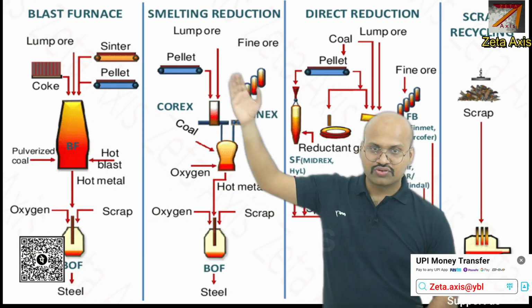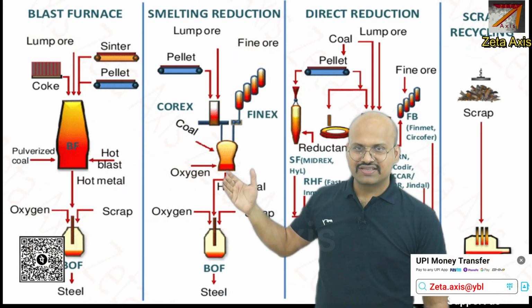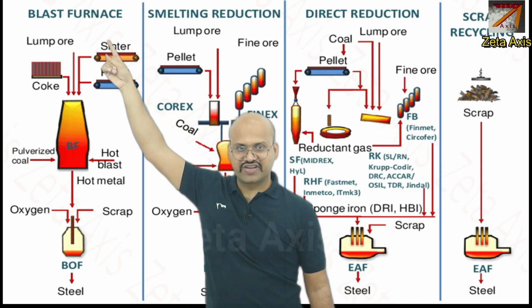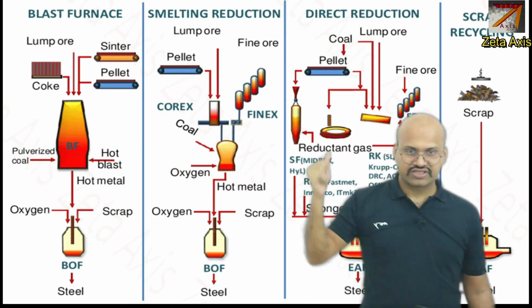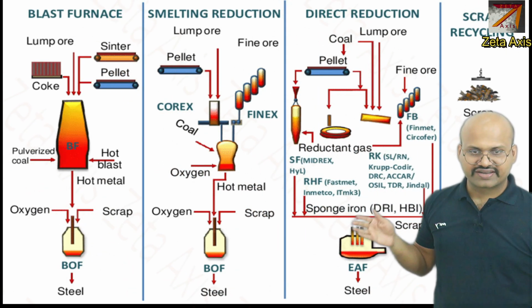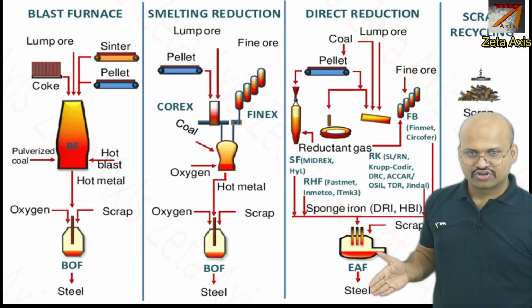We do not need to get into extreme detail of this, but we can see that there is smelting reduction, blast furnace reduction, and direct reduction, which produces sponge iron. And this sponge iron can be put into the electric arc furnace to produce steel.